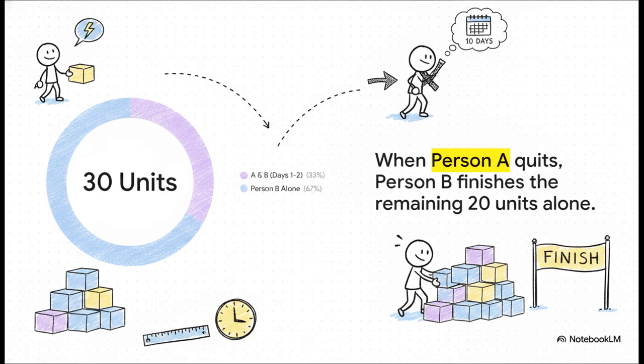Well, in those first 2 days, they finished 10 units together. That means we have 20 units left. Person B is now all alone, just plugging away at their steady individual efficiency of 2 units a day. 20 remaining units, divided by 2 units a day, proves that it's going to take person B 10 more days to finish the job alone. See, by tracking tangible units, even these messy complications become incredibly easy to solve.